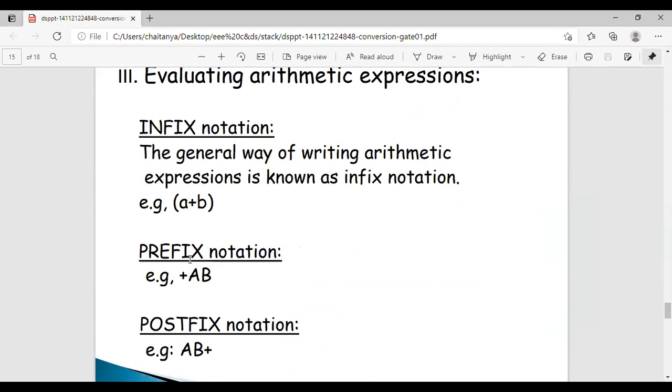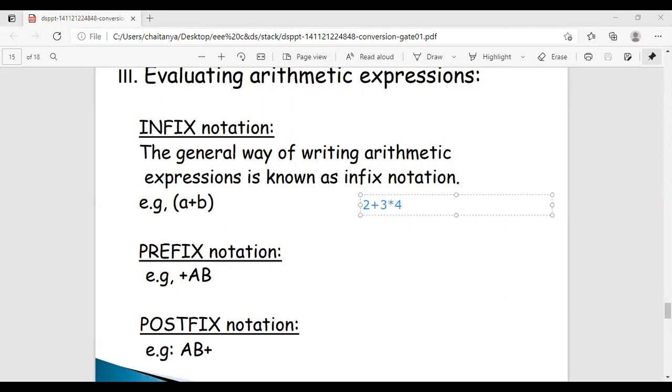In a plus b, the operator is in the middle. If the operator is on the left side, it is a prefix notation. Postfix notation means the operator is on the right side. These are the three notations we use to represent an arithmetic expression. Generally, when we write a C program, we just write a plus b, in infix notation only.